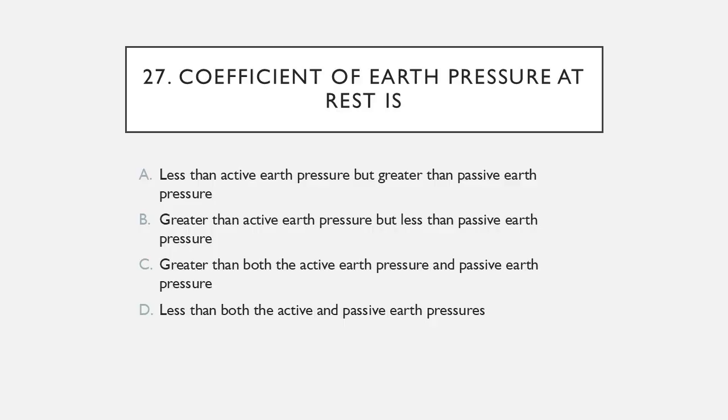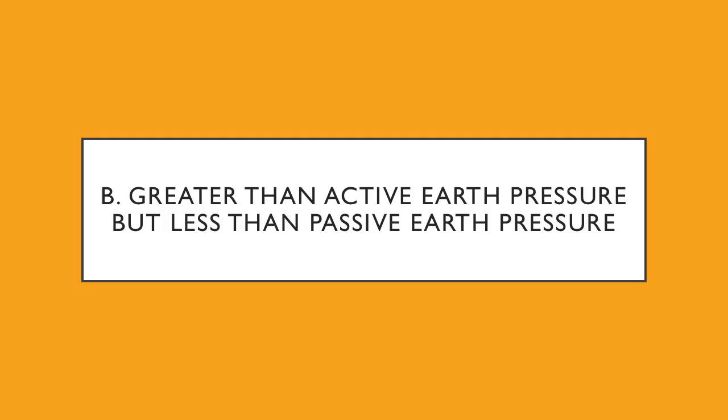27. Coefficient of earth pressure at rest is A. Less than active earth pressure but greater than passive earth pressure. B. Greater than active earth pressure but less than passive earth pressure. C. Greater than both the active earth pressure and passive earth pressure. D. Less than both the active and passive earth pressures. B. Greater than active earth pressure but less than passive earth pressure.